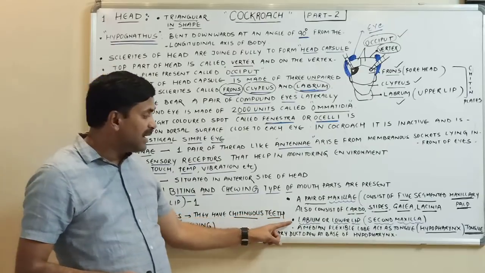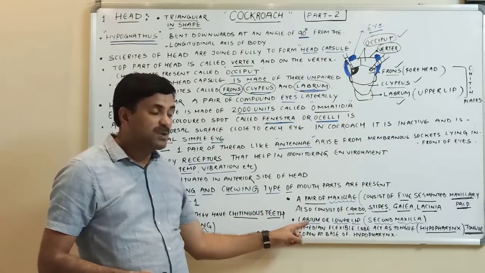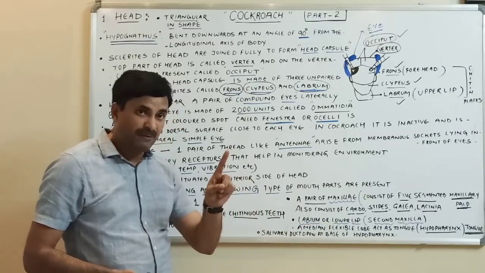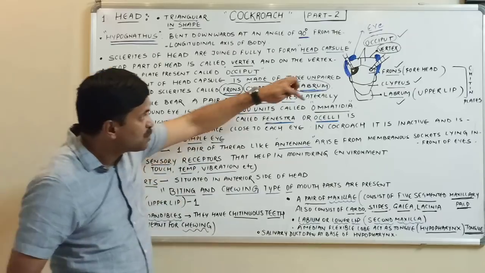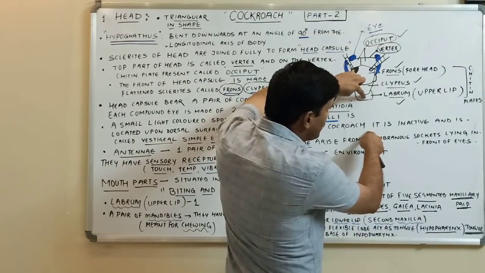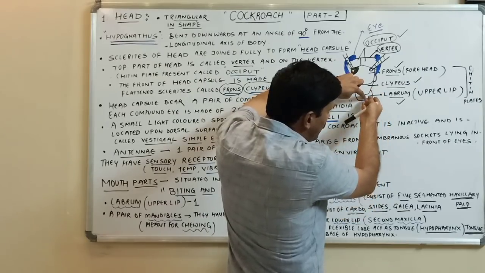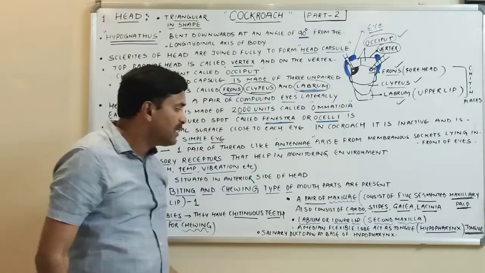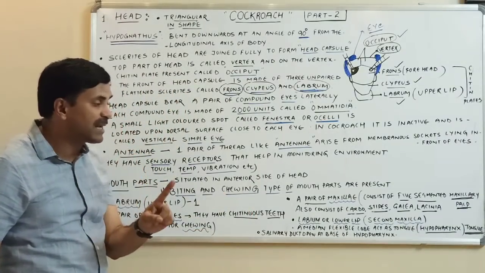At the last you can see that a single labium is present, which is also called the lower lip. Don't be confused. The labrum was called the upper lip. If this is the labrum, the upper lip, then on the lower side there will be the lower lip, known as the labium, which is also called the second maxilla.